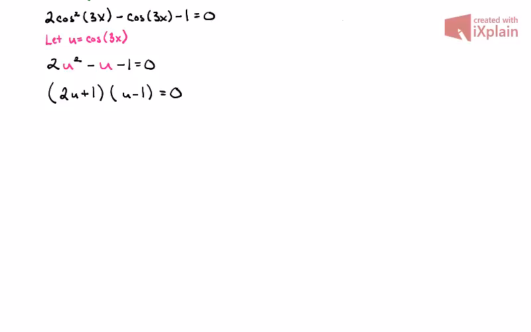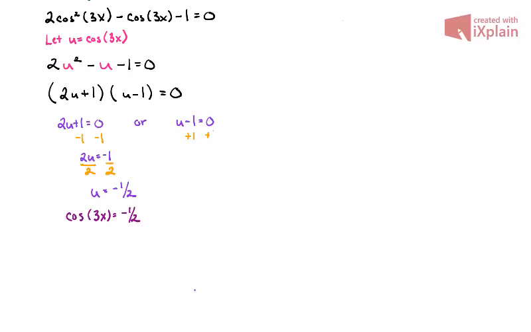From here, we can use our zero product property. If we know that these two quantities multiply together to equal 0, we can say, well then 2u plus 1 is equal to 0, or u minus 1 is equal to 0. We can go ahead and isolate u now. So we'll subtract 1 from both sides, and we'll get 2u is equal to negative 1, and then divide both sides by 2. We reveal that u is equal to negative 1/2, or if we take it out of its substitution, we know that the cosine of 3x is equal to negative 1/2.